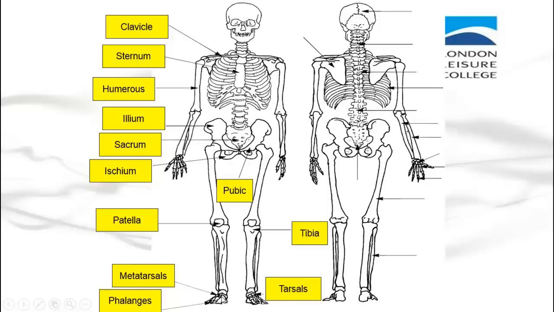You've then got your metatarsals, so if any of you play football, it's your instep. A few years ago there were a lot of injuries of your instep. Then you've got your phalanges, which are the ends of your feet, and those are the main parts that you need to work on or know for the bones of the front of your body. Okay, so clavicle, sternum, humerus, ilium, sacrum, ischium, pubic, patella, tibia, metatarsals, tarsals, and phalanges.